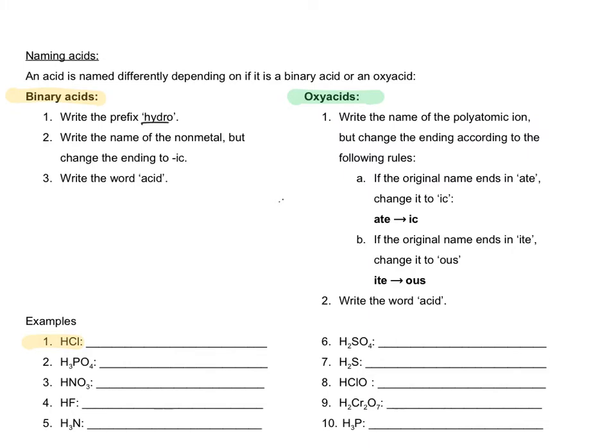So to name that, we're going to write the prefix hydro. Just write it right there on the line, hydro. And then we're going to write the name of the nonmetal. The nonmetal is Cl. So we're going to write chlorine, but we change the ending to IC. So chlorine will become chloric, hydrochloric. And step 3 is write the word acid at the end. This is hydrochloric acid.